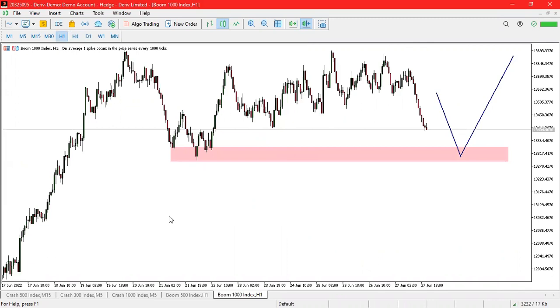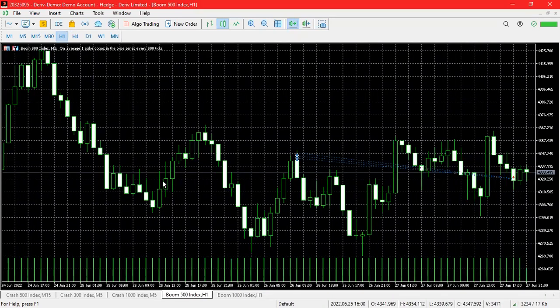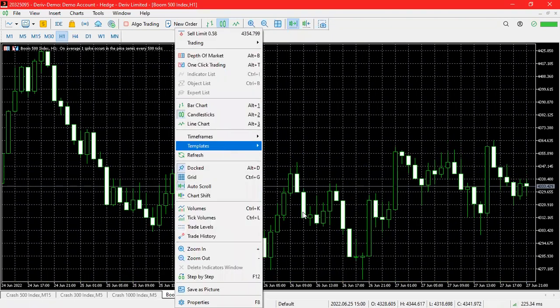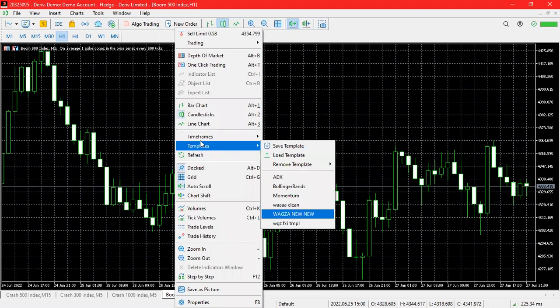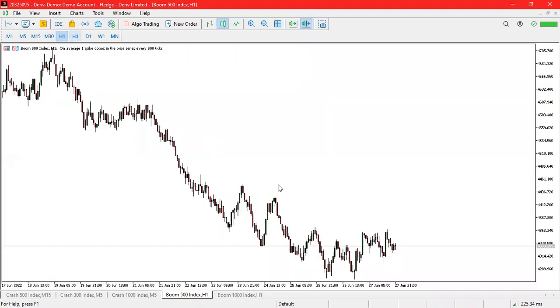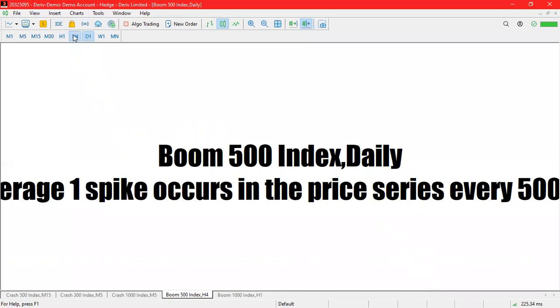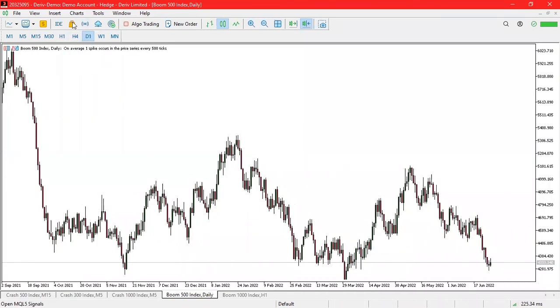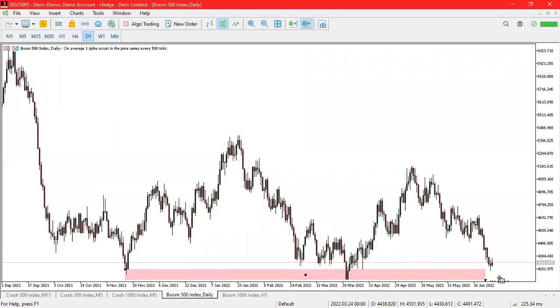Let's check another one, Boom 500. Okay, order flow, you can apply order flow here. Let's check a daily chart. The overall trend is a sell. So if you check the overall using a daily chart, what can we expect? Something like this. We're expecting a long-term buy on what? Boom 500. This is a daily chart.